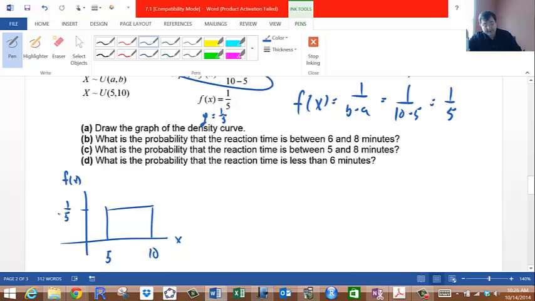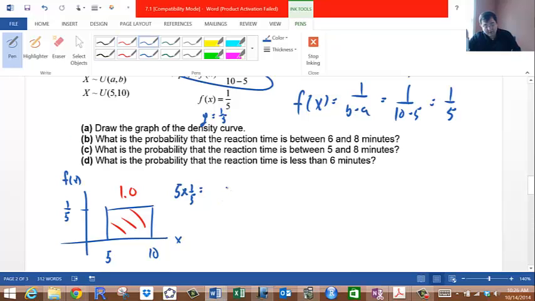We've drawn the density curve. You can notice the length of the rectangle is 10 minus 5, and the height is 1/5. So 5 times a fifth is 1. So the total area here is 1.0. And those are the conditions that we have to meet prior.